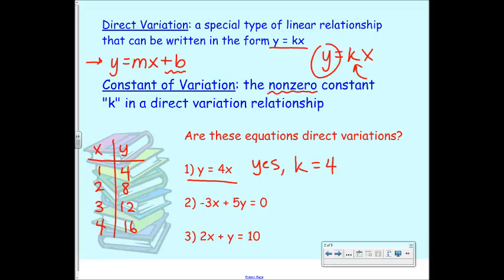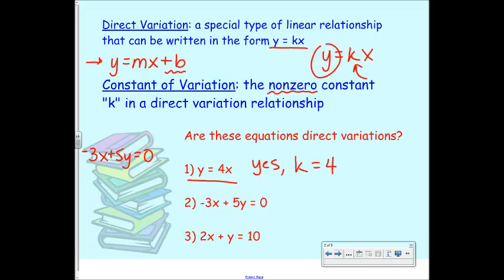All right, what about number 2? Is number 2 direct variation? Can you tell just looking at it? Well, what do we say to be direct variation? What do you have to do with y? You got to get y by itself. So we've got to get y by itself here. So we have negative 3x plus 5y equals 0. How would I get y by itself? What would I do first? What do I need to get rid of? The 3x and the 5.